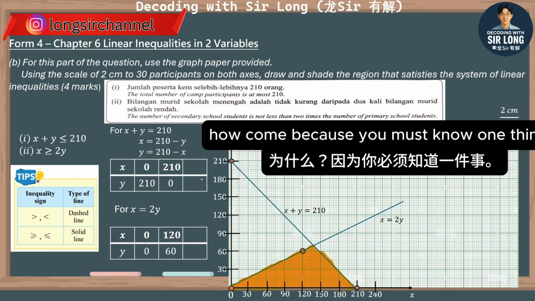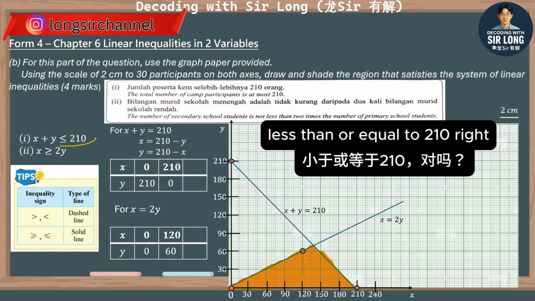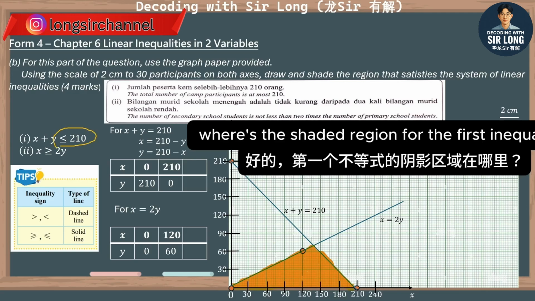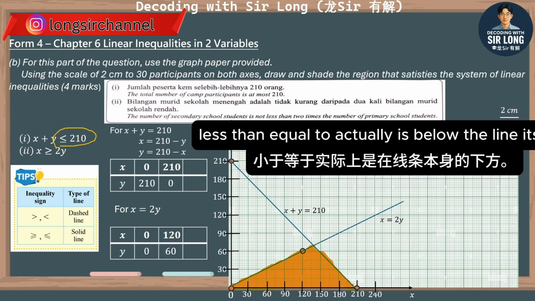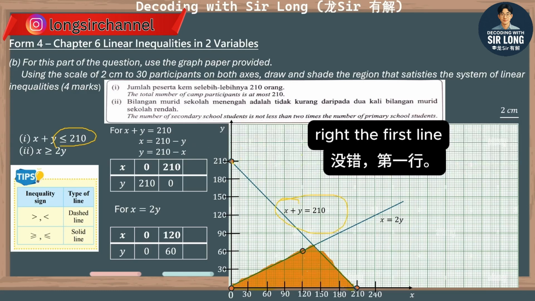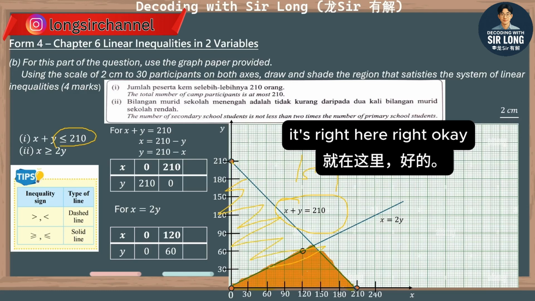How come? Because you must know one thing. Look at the first inequality, less than or equal to 210. Where's the shaded region for the first inequality? Less than or equal to is actually below the line itself. Since you know the first line is this one, the region below the line is right here. It's right here, right? Okay.